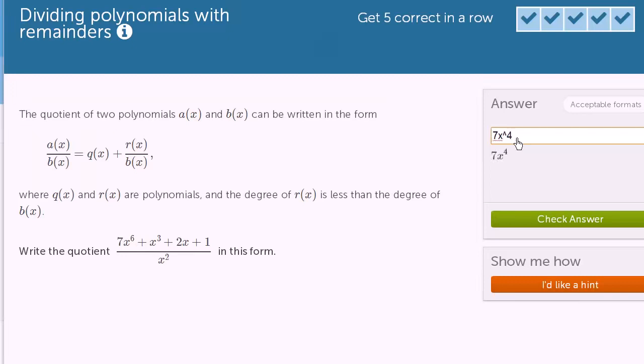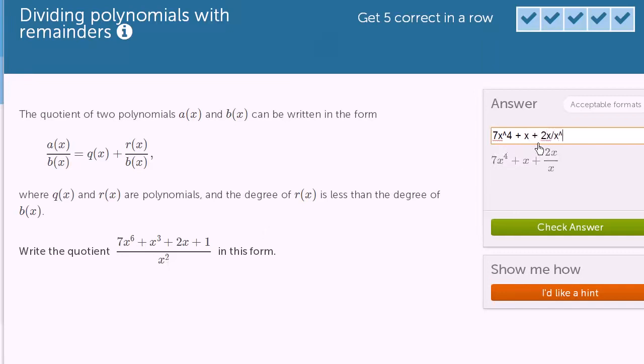And then same thing right over here, plus x to the 3rd divided by x squared. Well, that's just going to be x, so plus x. And then we're going to have 2x divided by x squared. But remember, we want to write it in a form of r of x over b of x, where r of x has a lower degree than b of x. Well, 2x has a lower degree than x squared. Here, this is a degree 1. This is degree 2. So you could write it as plus 2x over x squared, like that. And then you could write plus 1 over x squared.